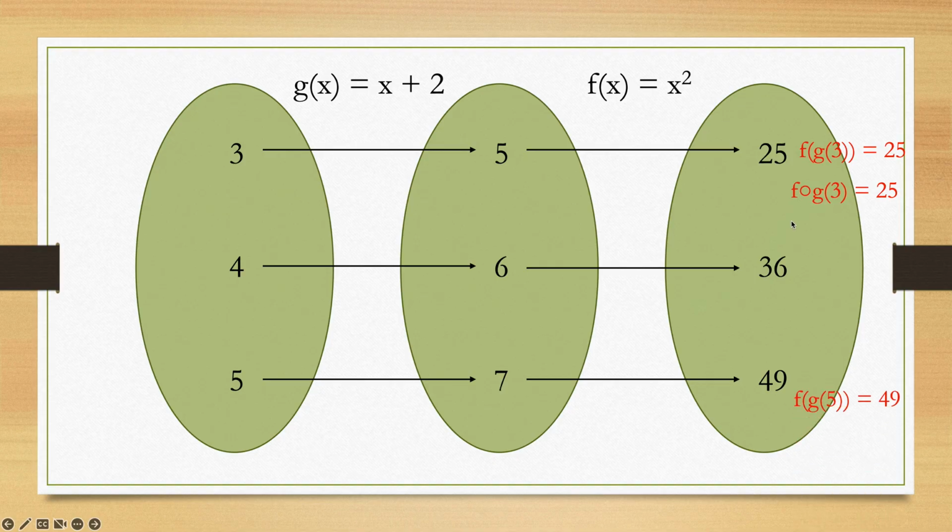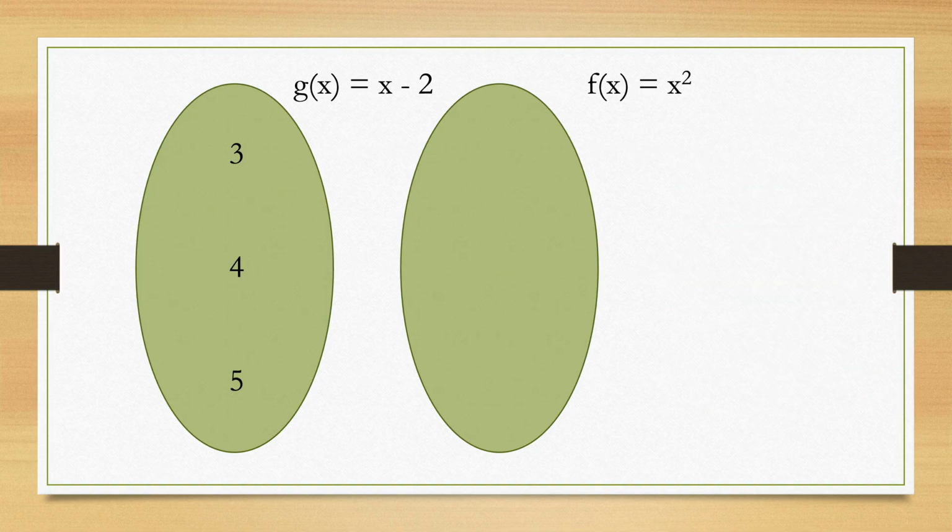The next one, f of G of 5 is 49. F of G of 4 is 36. And the second way to write f of g of 5 is 49. Here's the second way to write f of g of 4 is 36. And the other way was the composition symbol.